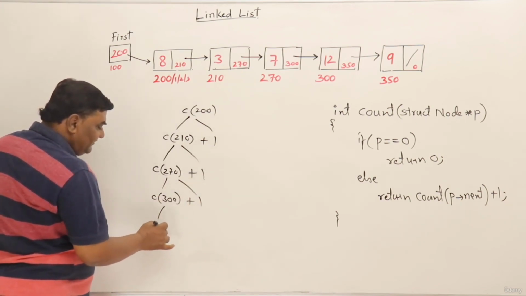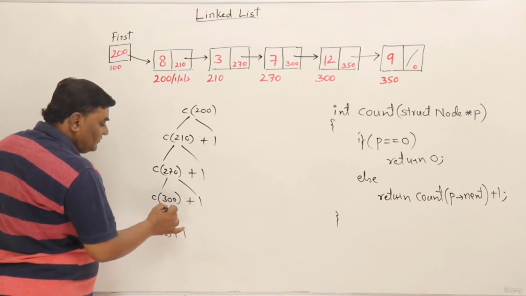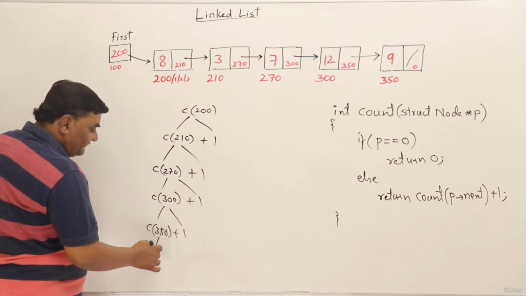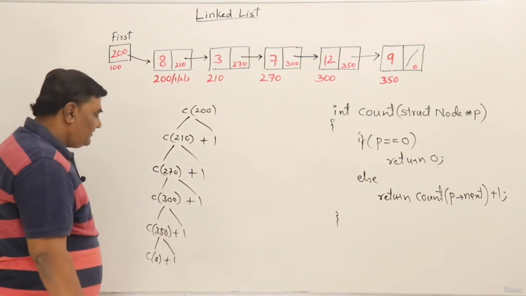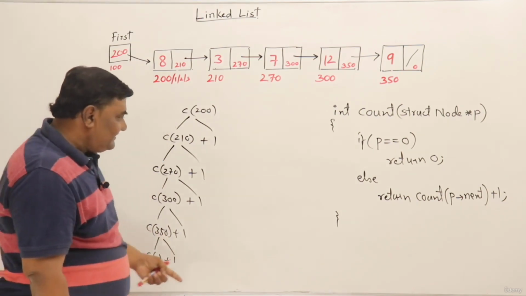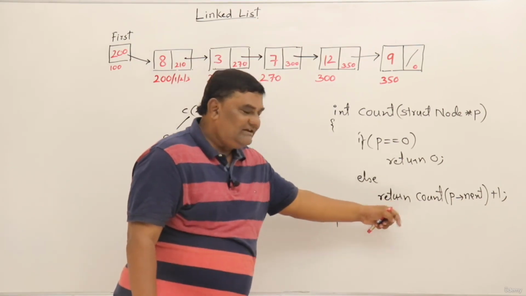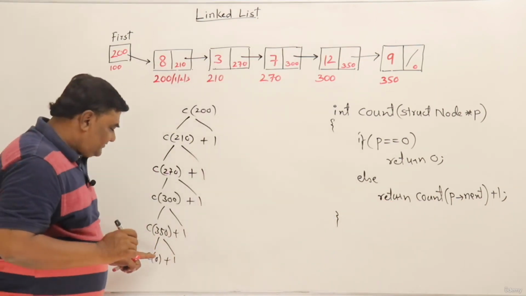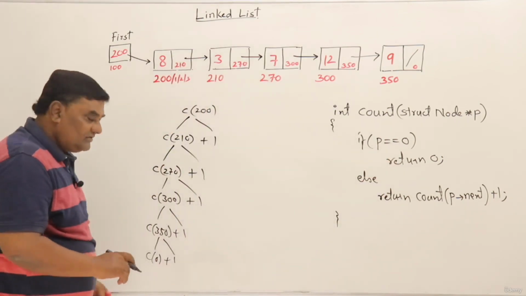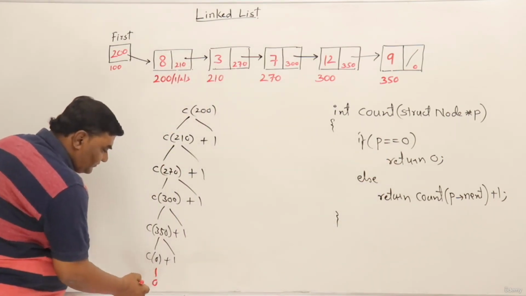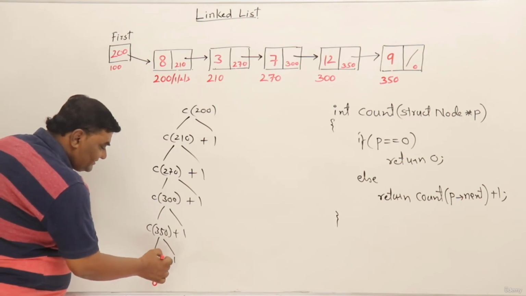C of 350 and add 1. Adding 1 will be done afterwards. So for 350, C of 0 plus 1, adding 1 will be done afterwards. So you can see that in all these steps, it has entered into the else part only. Now P became null. So when P is null, what does it return? It returns a 0. So the result of this function is 0.